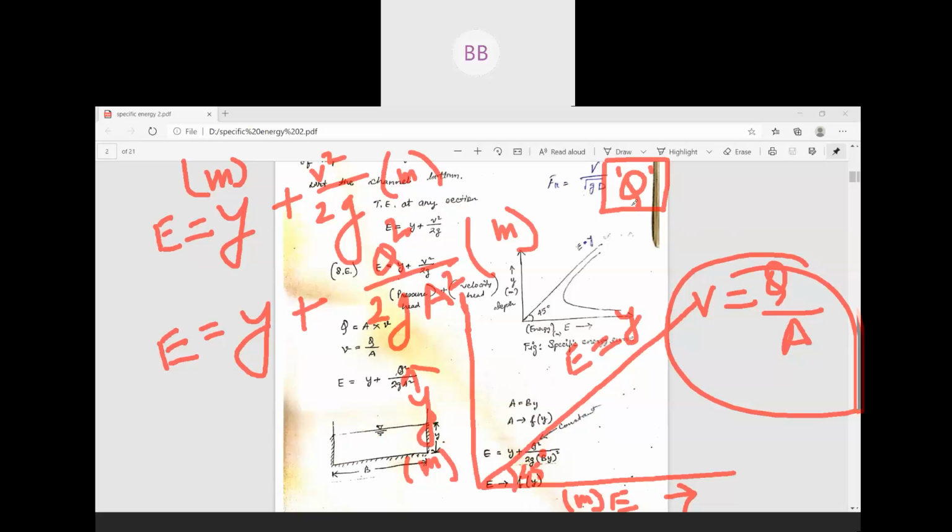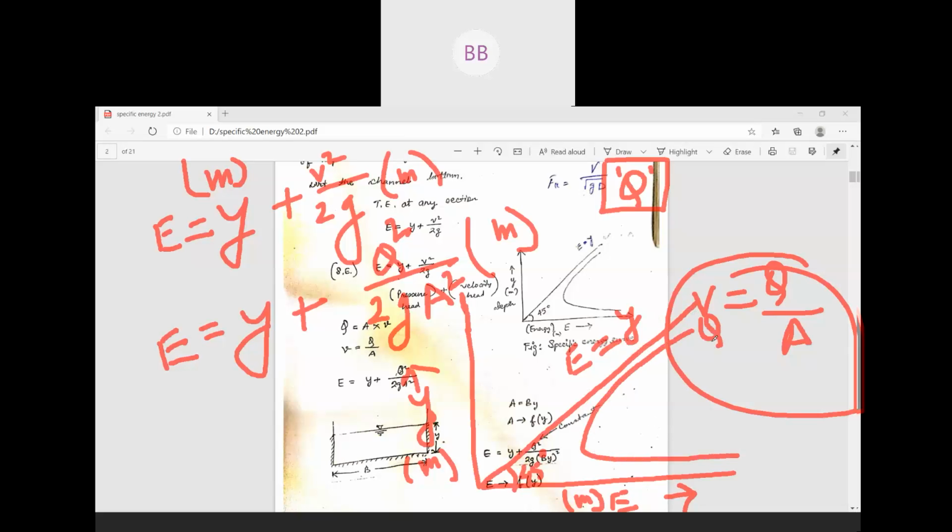For that particular discharge, if you want to draw a specific energy curve, it will come under this portion, that is the portion below that particular line E is equal to y. That is the purpose for which we divide the portion by using this line, and your specific energy curve will be in this portion, for a particular discharge.